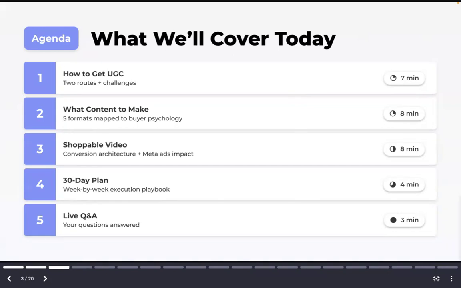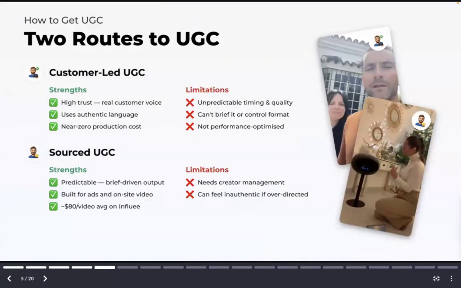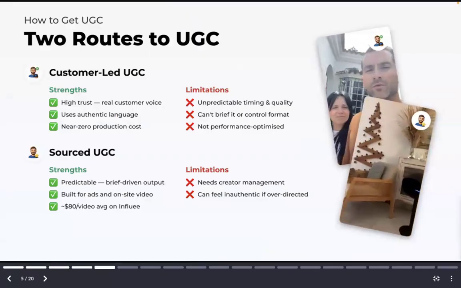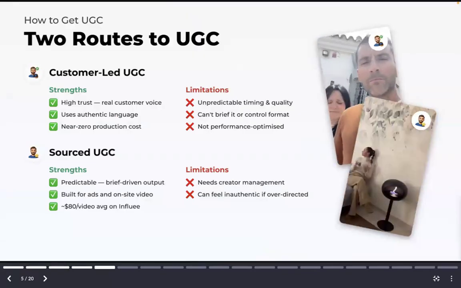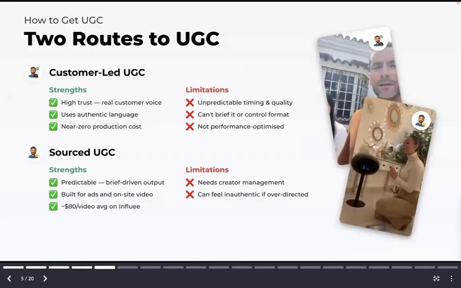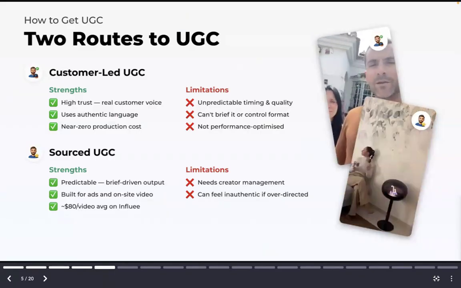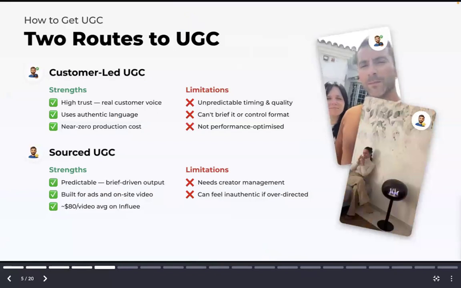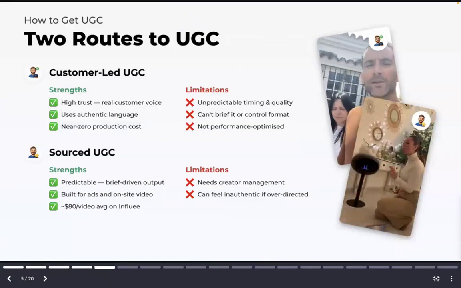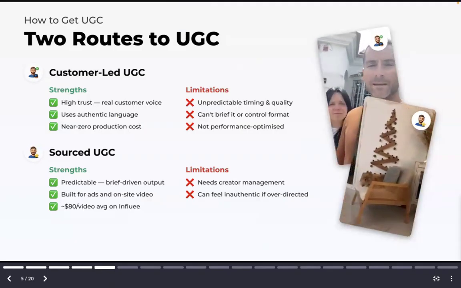So let's get started. The first topic is how to actually get UGC. There are two routes to getting UGC. The first one is customer-led, and the second one is sourced UGC. Customer-led UGC means that you're requesting UGC from people who've already purchased your product. The benefits of such an approach are that you get high trust, real customer voice. The language used in those videos is very authentic, and the cost for your brand is near zero.